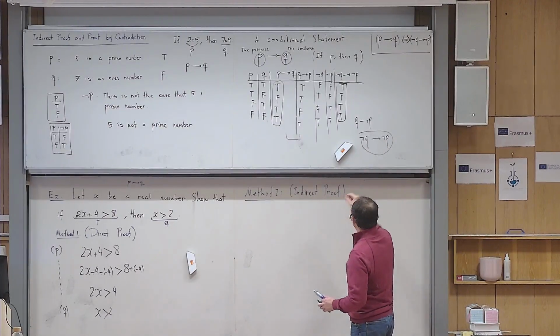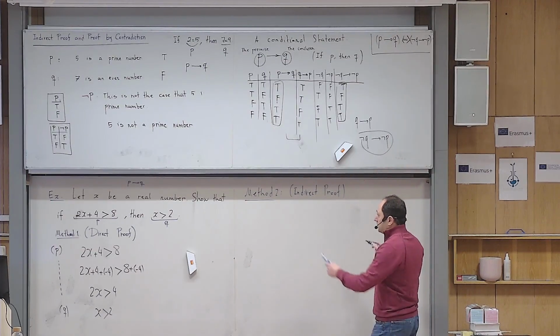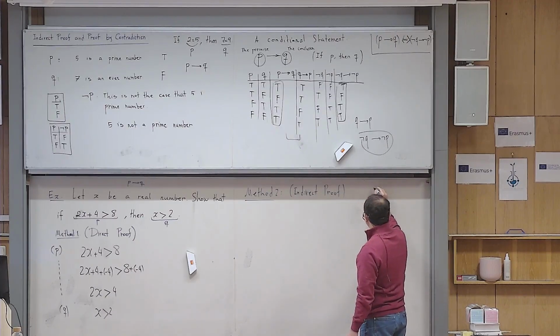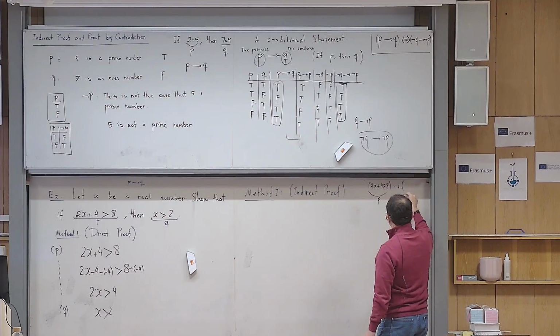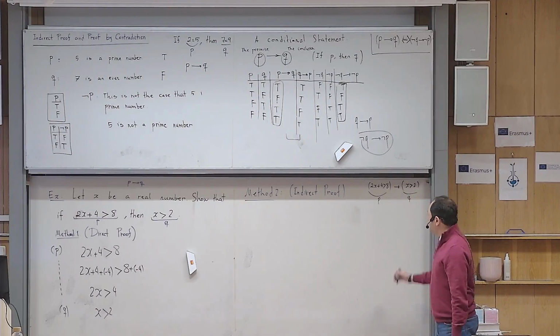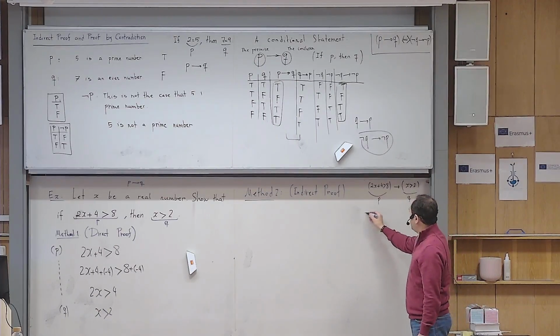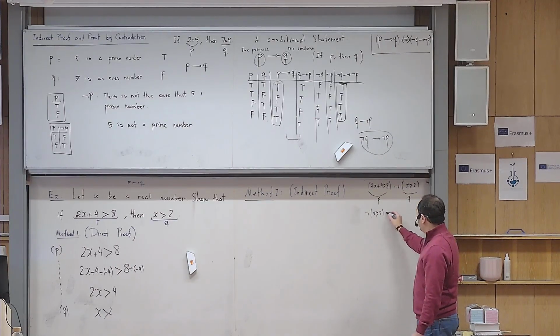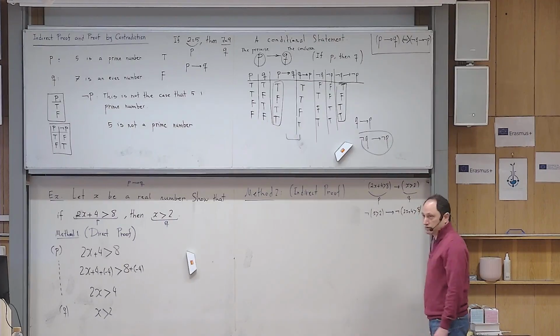The first thing, let us understand how I should write the contrapositive. Because P was that expression, 2x plus 4 greater than 8. This is my P. If P, then Q is x greater than 2, this is my Q. Now, can you write the contrapositive? The contrapositive is negation of x greater than 2, then negation of 2x plus 4 greater than 8.